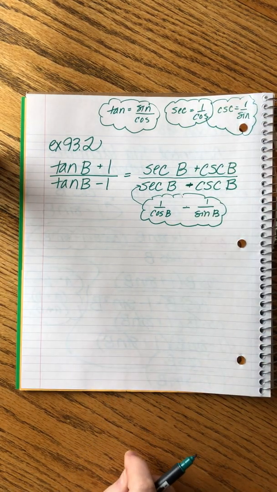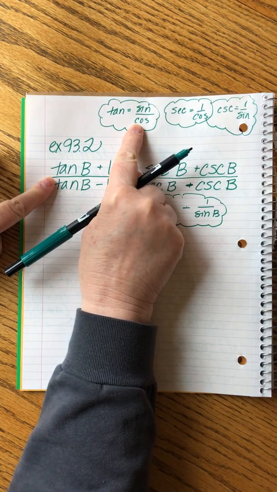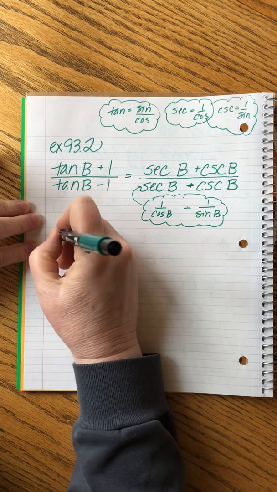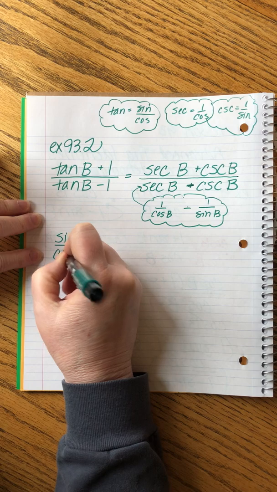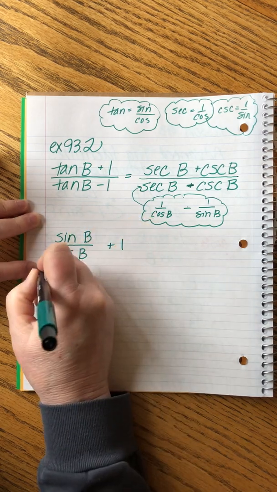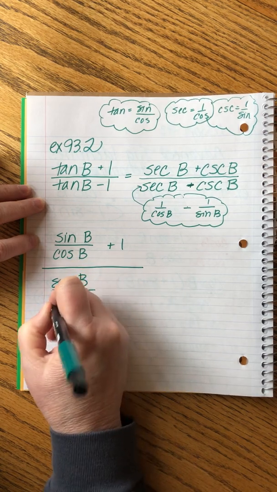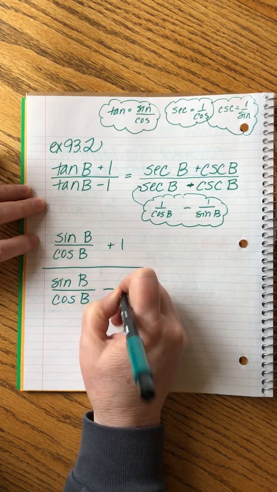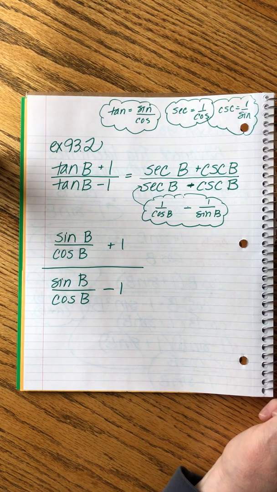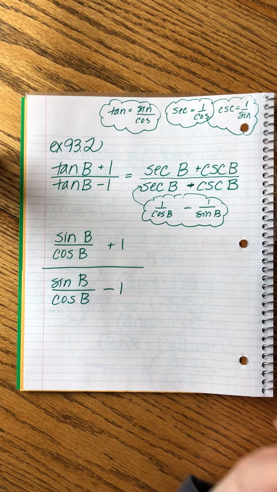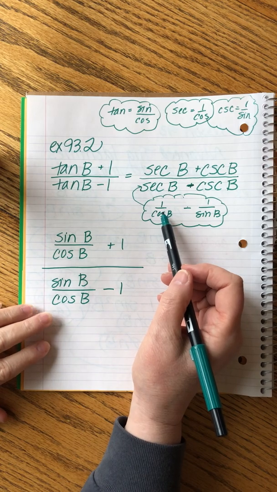Okay, so what I'm going to do is start by changing this out to sine over cosine. So this will be sine b over cosine b plus 1 over sine b over cosine of b minus 1. Okay. So far, so good. I want the denominator to be changed to 1 over cosine of b.